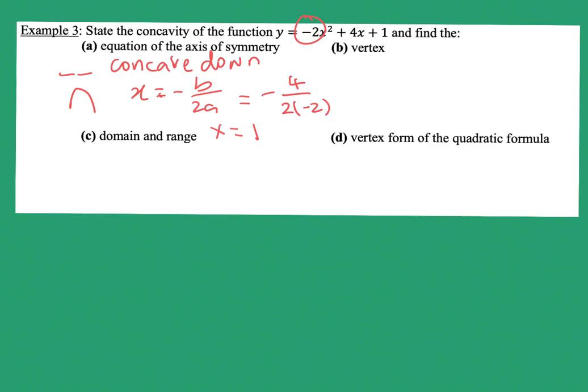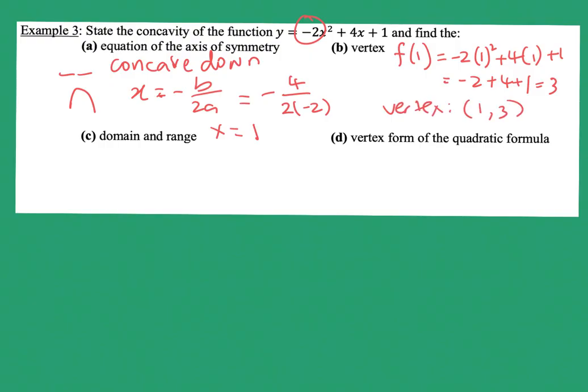Next, the vertex. In order to find the y value for the vertex, I will substitute in 1. So f of 1 will be -2 times 1 squared plus 4 times 1 plus 1. And you end up with -2 plus 4 plus 1, and that is equal to 3. So your vertex will be at (1, 3).